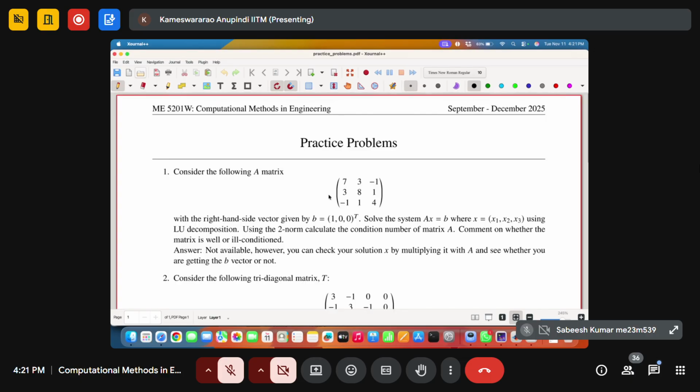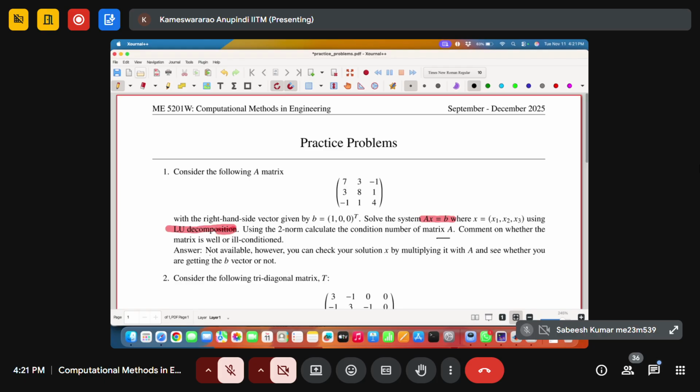The first one is a matrix given with a right-hand side b, that is 1, 0, 0. We are asked to solve the system Ax equal to b, where x equals x1, x2, x3, using LU decomposition, which you already know. So basically, decompose this 3x3 system into L and U matrices, and then using the 2 norm, calculate the condition number of the matrix A. Then comment on whether the matrix is well conditioned or ill conditioned.